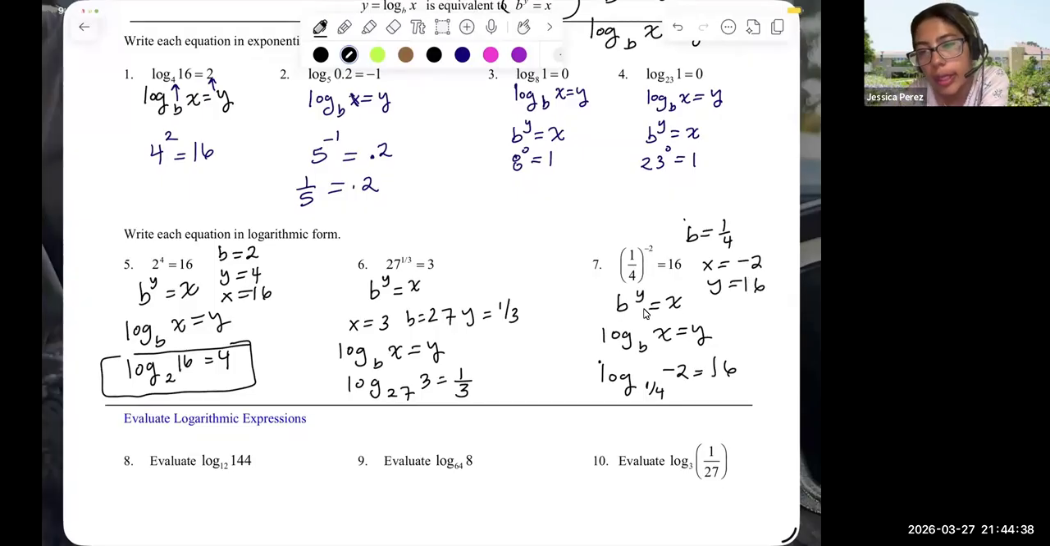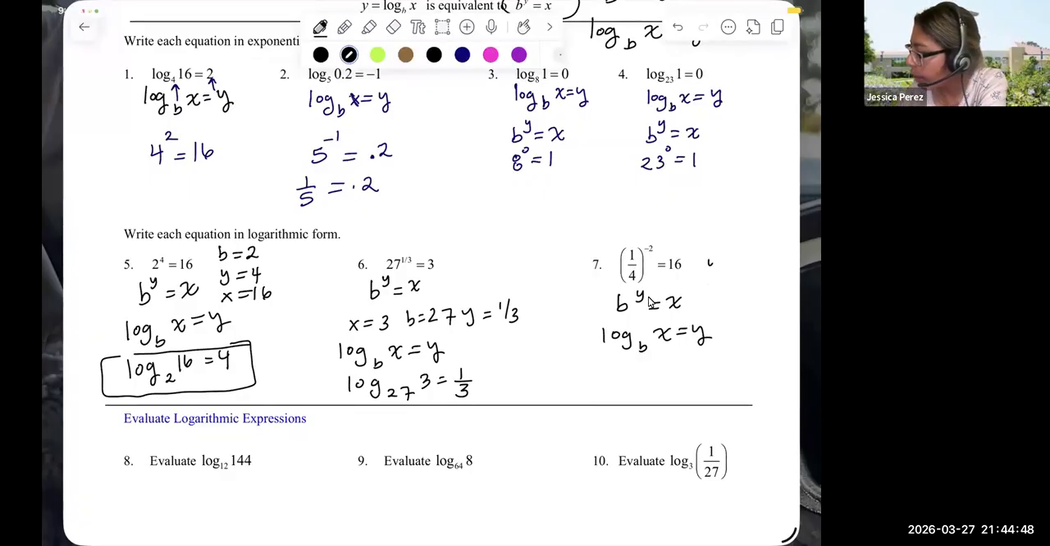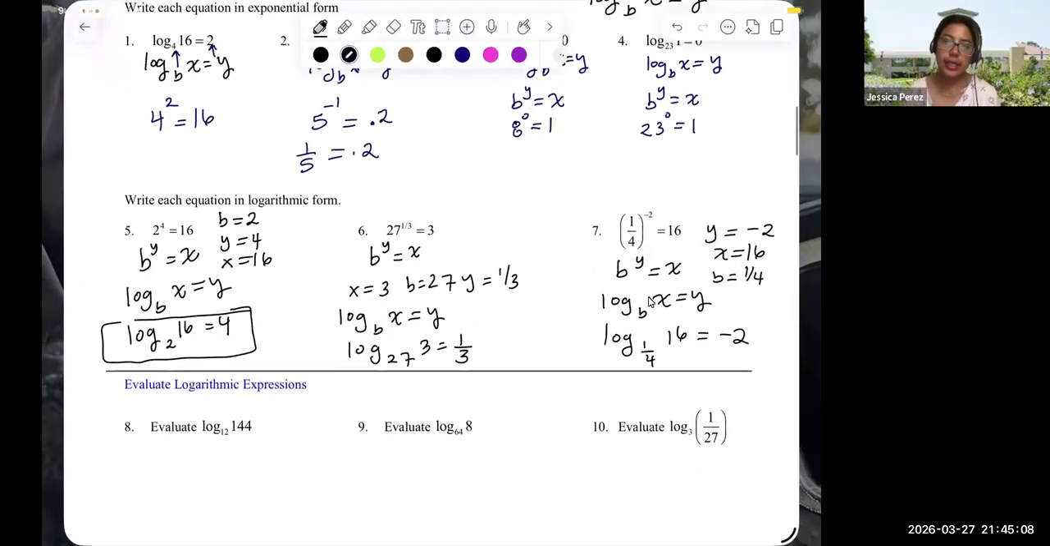Well, no, here, let me fix that. There's a typo. So then y, my exponent is -2, my x is 16, and my base is 1/4. So then, yes, it's the log base b, which is 1/4 of x, which is 16, is equal to -2. Sorry about that. So let's fix that typo.